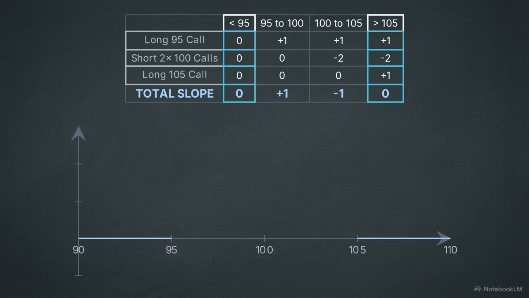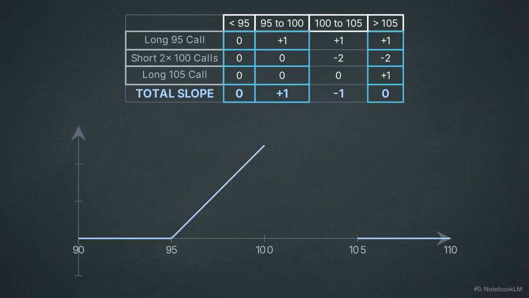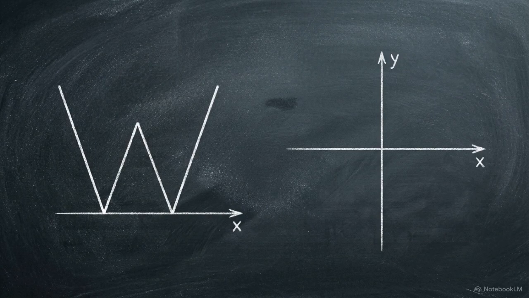Now for the inner intervals. Between 95 and 100, only the first call is active, creating a slope of +1. Between 100 and 105, the two short calls activate. Their combined slope of -2 is added to the previous +1, resulting in a net slope of -1. Notice the difference between the parity graph we just built and an expiration profit and loss graph.